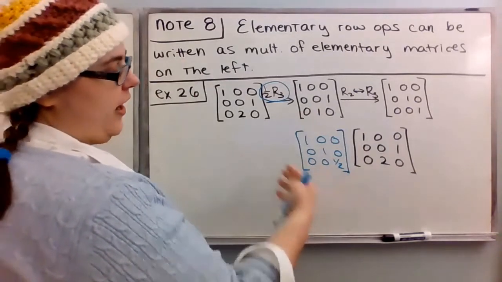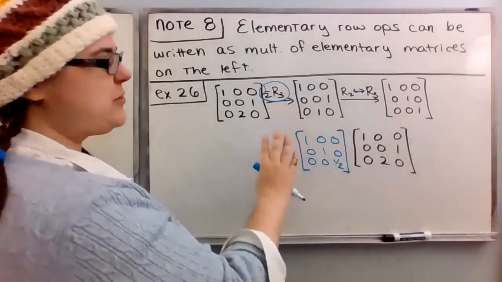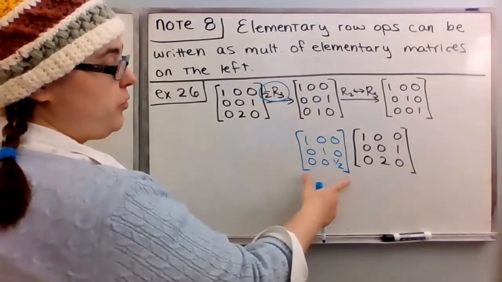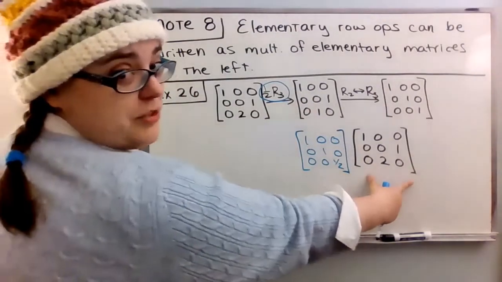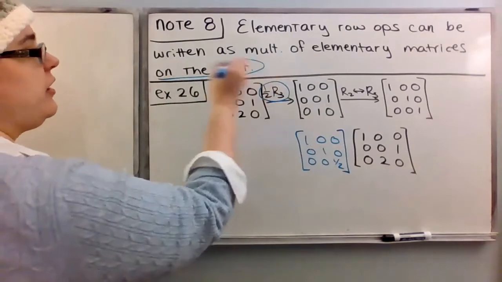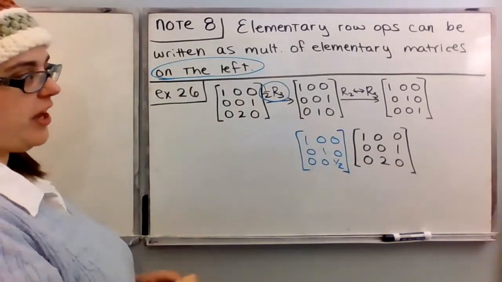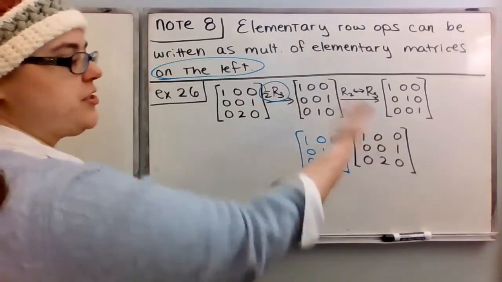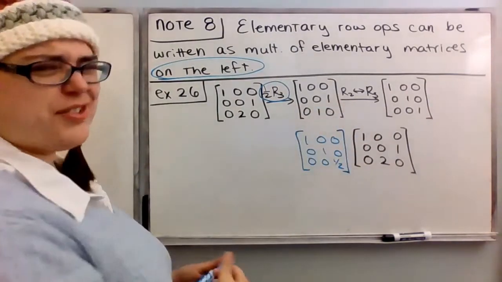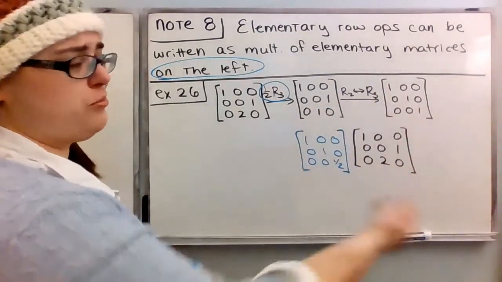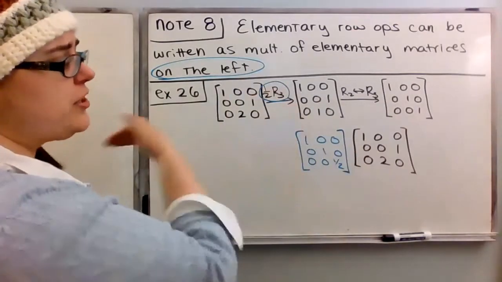Now, I was going to write it here, but I didn't have a whole lot of space. And the reason I wrote it to the left of my beginning matrix is because that's what this note says. It says we have to multiply by the elementary matrix to the left. So we're used to writing stuff on the right. So we're going backwards here, friends. We're going to the left.